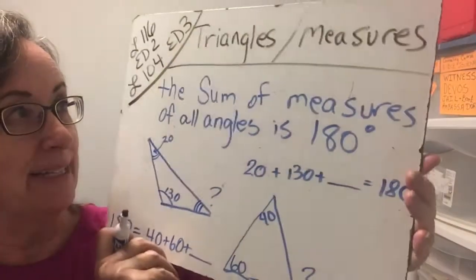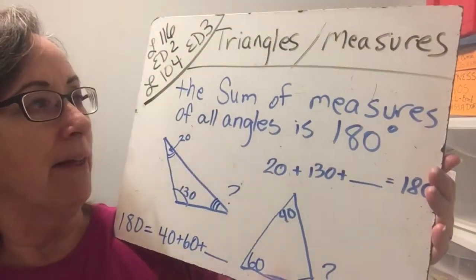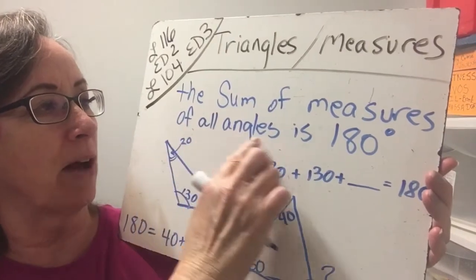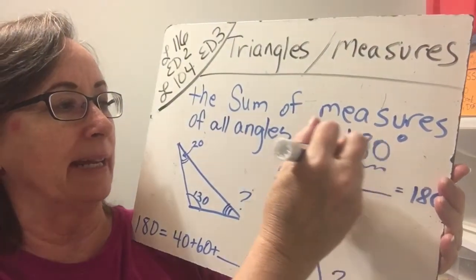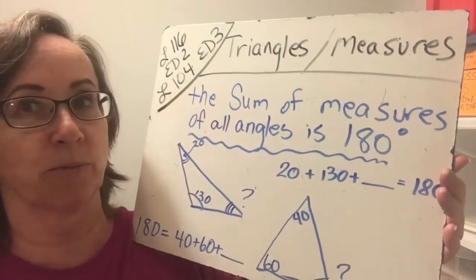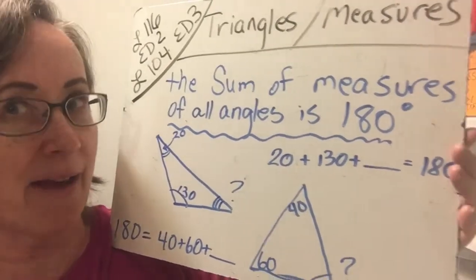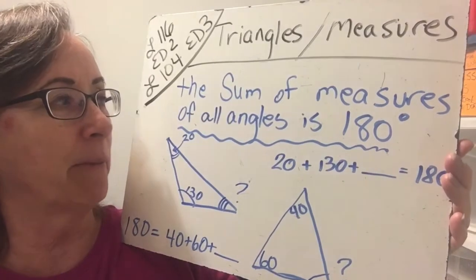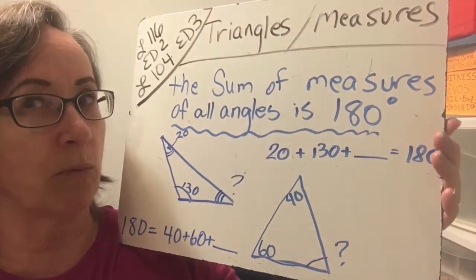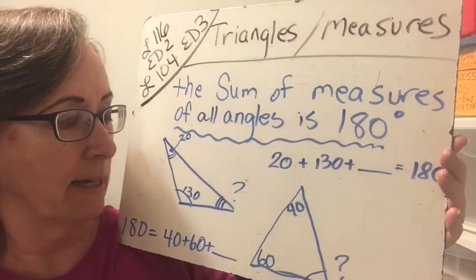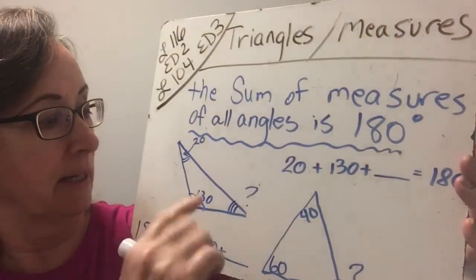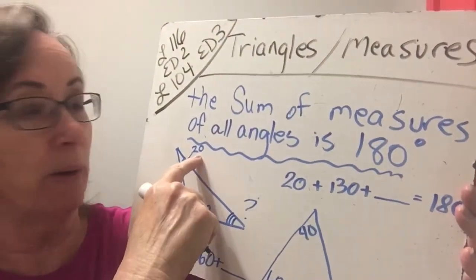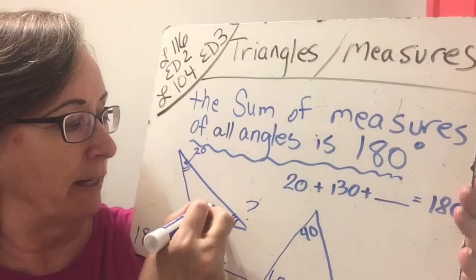Okay, so here we have an example. The sum of the measures of all angles is 180. Now that's not an example, that is our rule. And that rule goes for every triangle you will ever come in contact with. The sum of the measures of all the angles is 180 degrees. So now, let's look at this one. We have 20 degrees and 130 degrees.